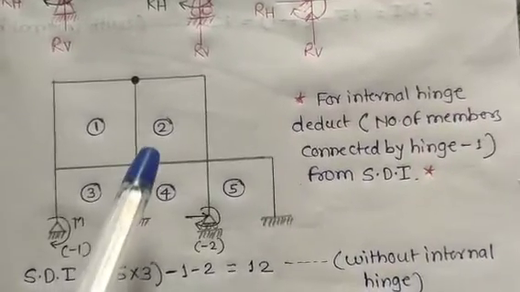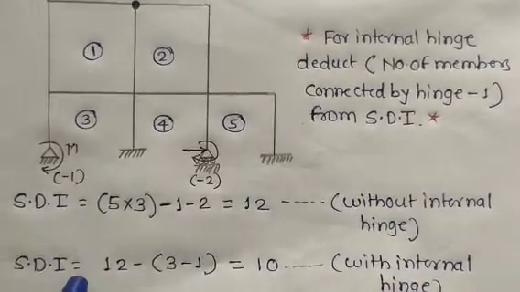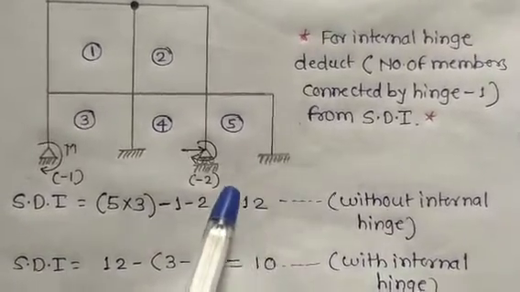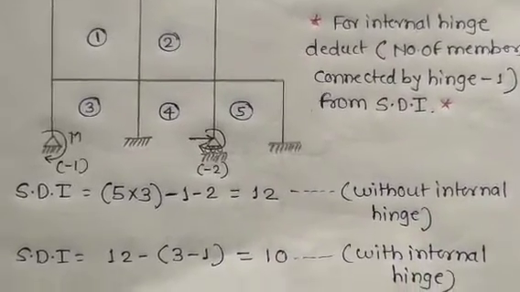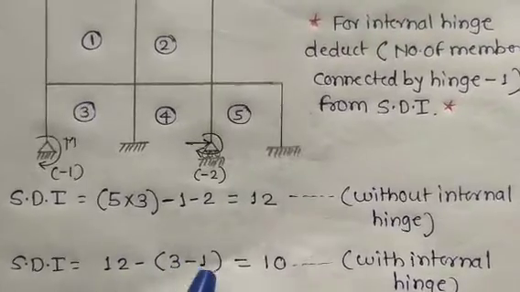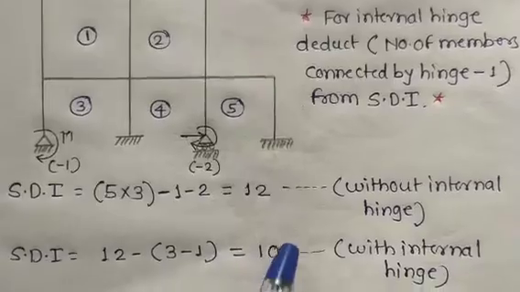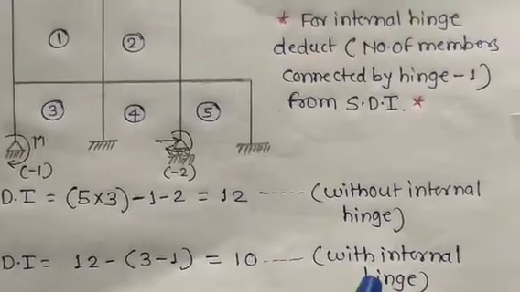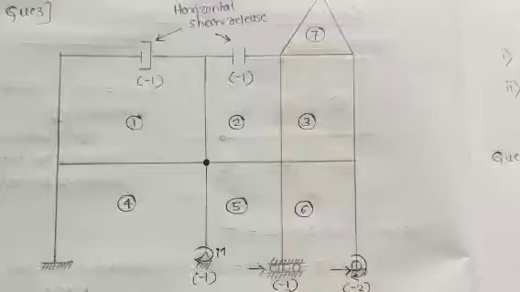You have to deduct the value 2 from this calculated static degree of indeterminacy without internal hinge. Hence 12 minus 3 minus 1, that is equal to 10. That 10 indicates the static degree of indeterminacy with internal hinge.